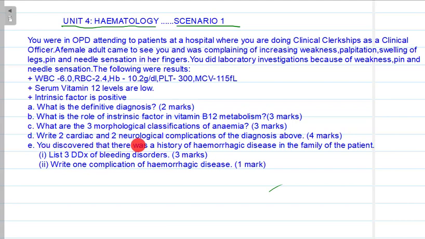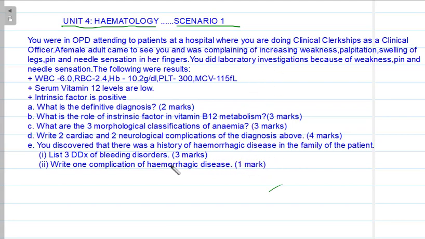You discovered that there was a history of hemorrhagic disease in the history of the patient. 1. List 3 differential diagnoses of bleeding disorders, 3 marks. 2. Write 1 complication of hemorrhagic disease, 1 mark.